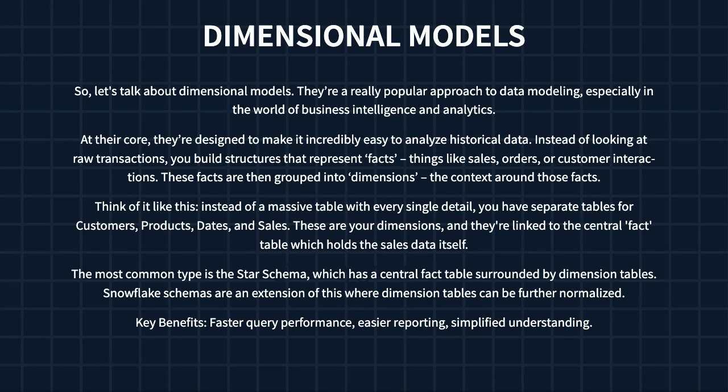The main idea is that instead of trying to represent everything in one huge, complicated table, we break it down into smaller, more manageable pieces. We focus on facts like actual sales numbers and then build dimensions around those facts, which give us the context, such as who made the sale, what product was sold, and when it happened. It's a structured way to organize data that makes reporting and analysis much easier and quicker.